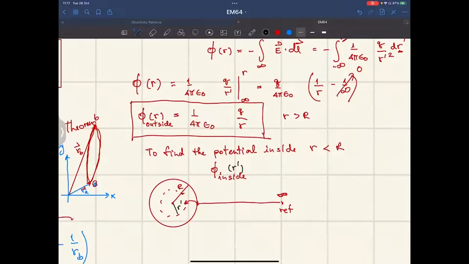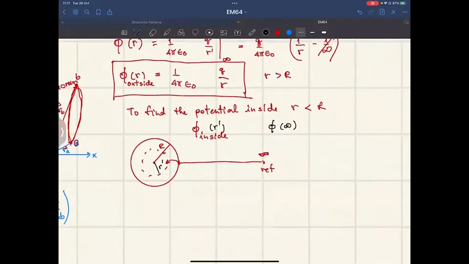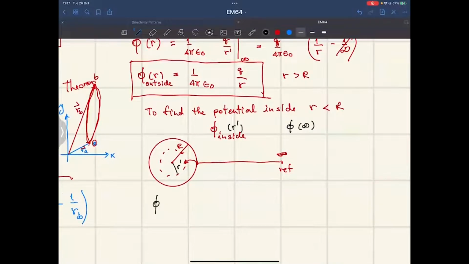So we want to compare this to infinity. We have to reference this point to infinity. So to get this, we have to do this integration, from infinity to the surface here, where the field is q divided by r squared, 1 over 4 pi epsilon naught dr. From minus infinity to the surface here, and from the surface go inside.